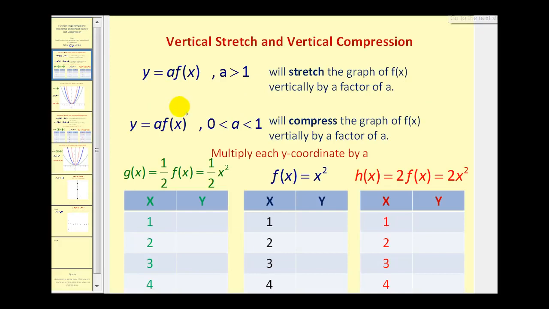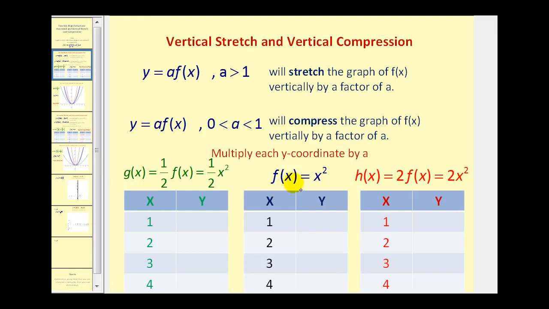So if we have y equals a times f of x, where a is greater than 1, this will stretch the graph of f of x vertically by a factor of a. And if we have y equals a times f of x, where a is between 0 and 1, this will compress the graph of f of x vertically by a factor of a.